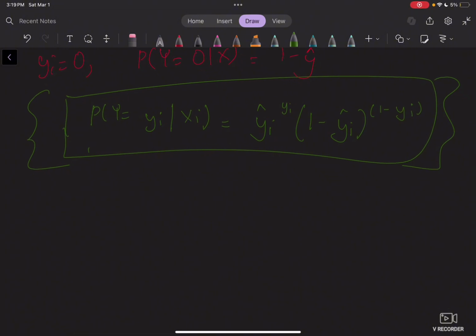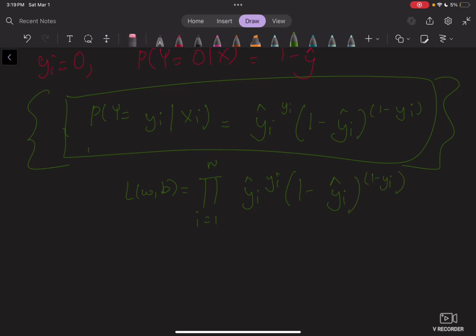So if we look at the entire data set with n data points, then the likelihood function, which we want to maximize, will look like this, right? We've done this before in the last video, so this is a recap: the product of y hat to the power yi times (1 minus y hat) to the power (1 minus yi).